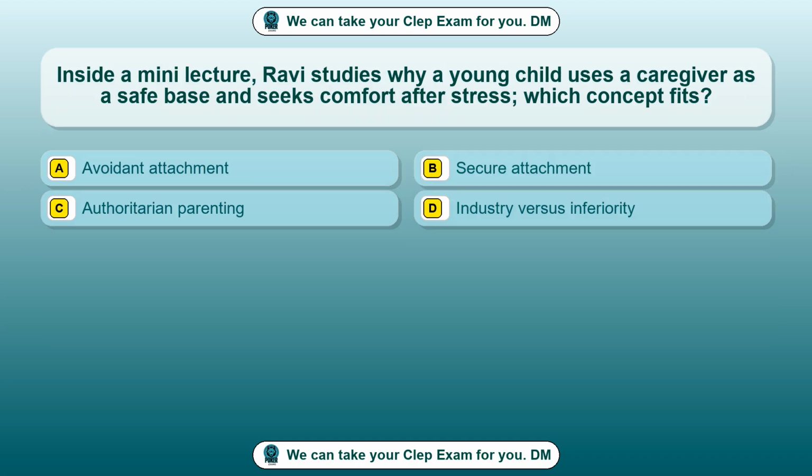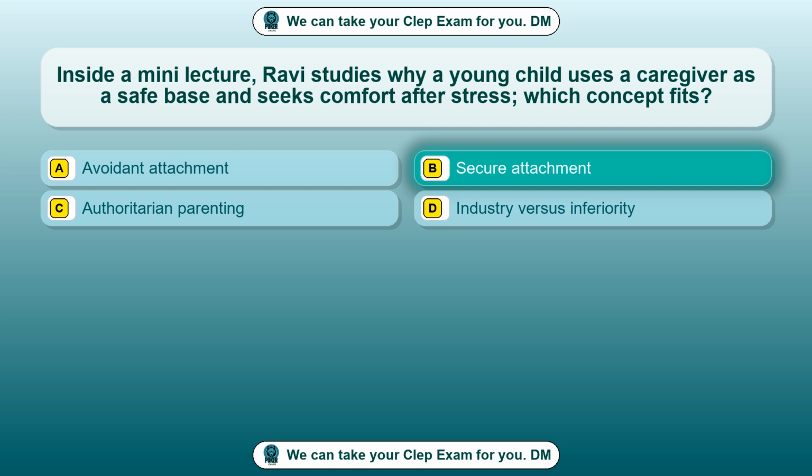Question 84. Inside a mini lecture, Ravi studies why a young child uses a caregiver as a safe base and seeks comfort after stress. Which concept fits? Option A, avoidant attachment. Option B, secure attachment. Option C, authoritarian parenting. Option D, industry versus inferiority. The correct answer is option B, secure attachment.